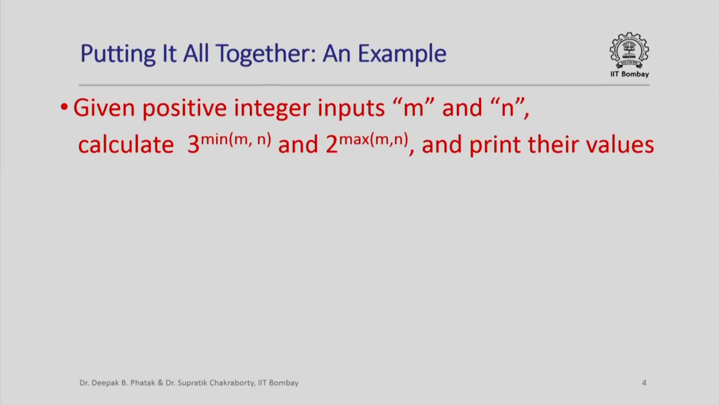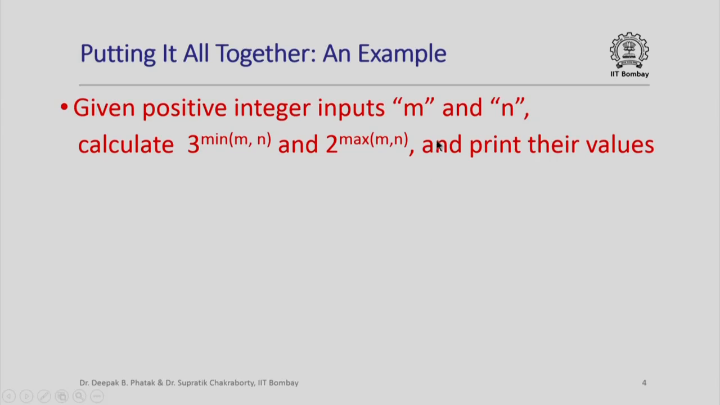Now, as our first example, let us consider this problem. Suppose you are given positive integer inputs m and n, and you are required to compute 3 raised to the minimum of m and n and 2 raised to the maximum of m and n, and you are supposed to print their values. So how would one go about solving it?